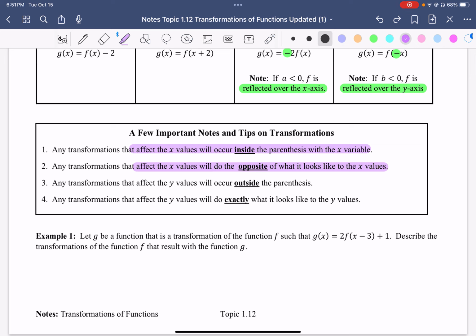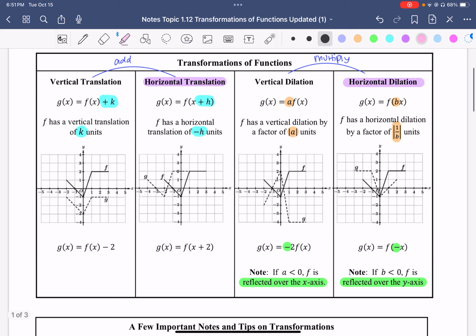Then we have the transformations that affect the y values, which occur outside of the parentheses, and those values do exactly what they look like. So we have the vertical translation and the vertical dilation. Notice that both of these, here is f of x, that's happening outside. Here's f of x, and the a is happening on the outside. Same thing with the negative, it's on the outside of f of x. So everything that affects the y values is outside of the parentheses, outside of f of x.